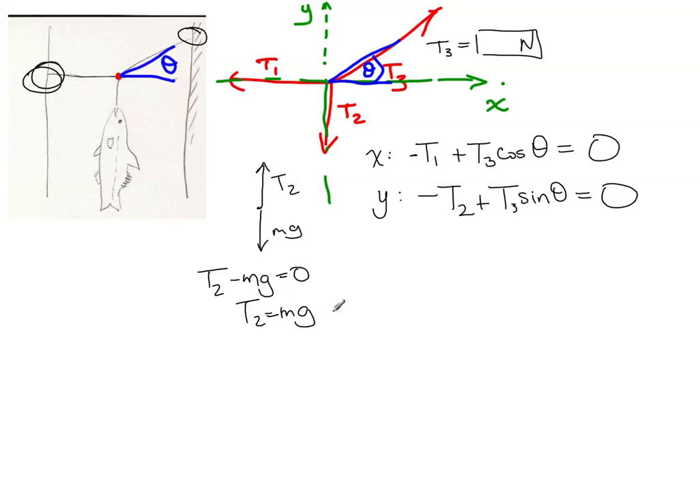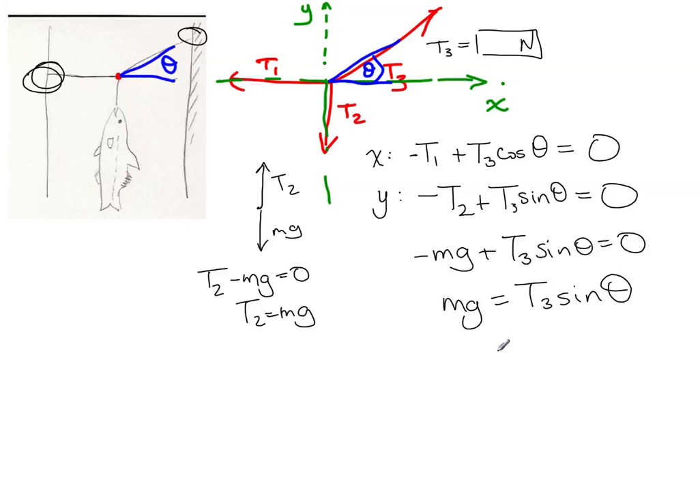Now, what we're looking for is mg. And we know that T2 is equal to mg. So let's put that in here. Negative mg plus T3 sine theta is equal to 0. Okay, well we still can't solve that equation because we don't know what T3 is yet. So let's see how we can make a substitution. T3 is the one that we know. So that means that mg is equal to T3 sine theta. So m is equal to T3 sine theta over g, and we're done.